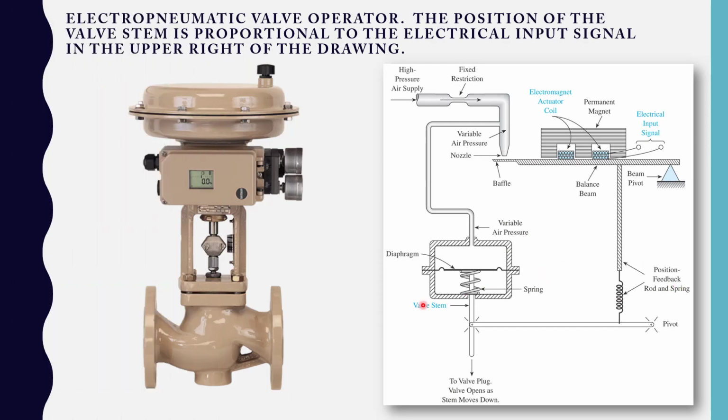This is an example of a pneumatic valve, and you can see the size of this. This is much too large to be moved by a solenoid. Oh, you could make a solenoid valve large enough, but this is a much more cost-effective way to do that. And this is also a proportional valve. Let's take a look at how this works.